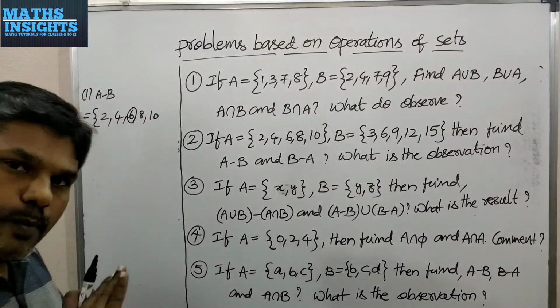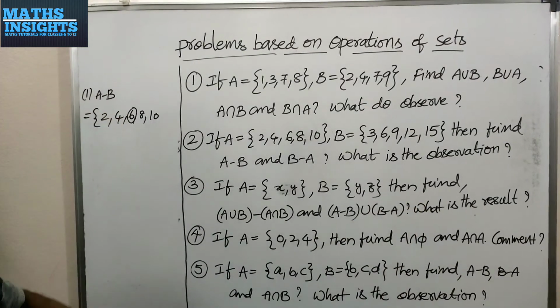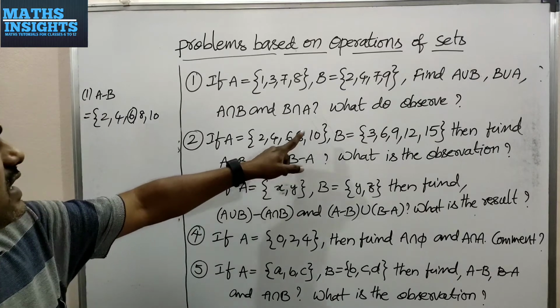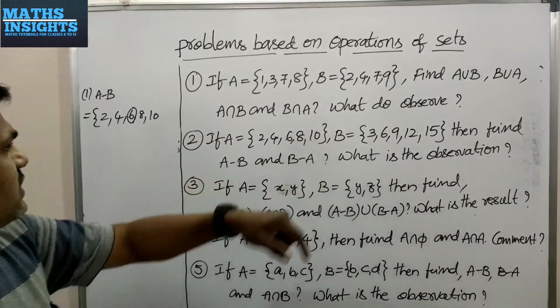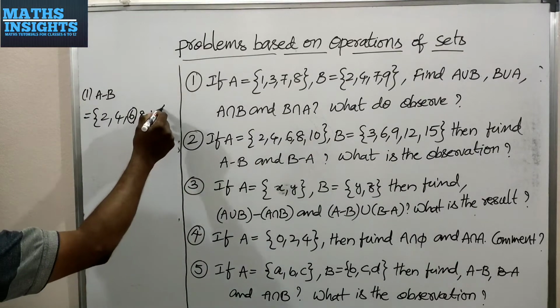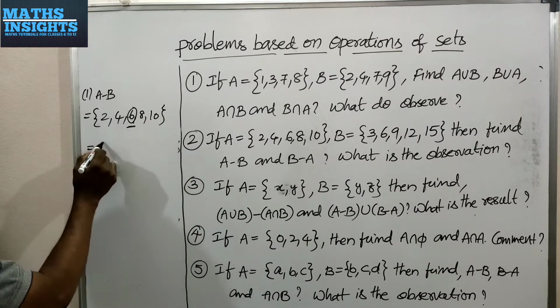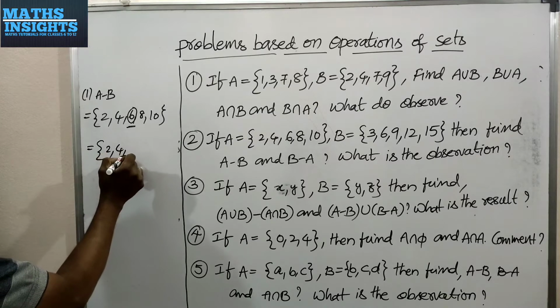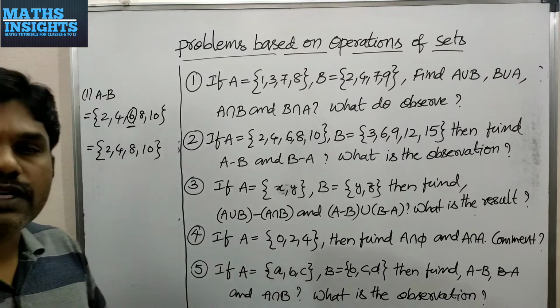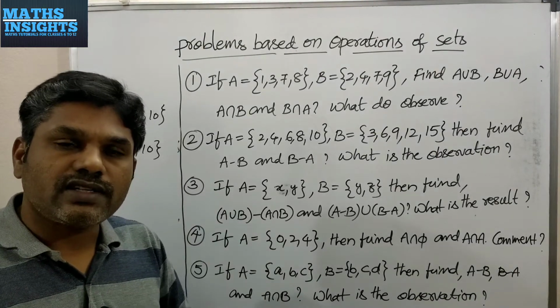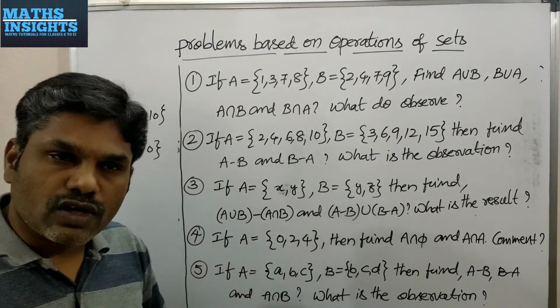Why? Because it is A minus B. And if you observe, 8 is not in B, therefore you may write it. 10 is also not there, therefore excluding 6, that means {2, 4, 8, 10}. This is A minus B, the set which contains the elements of A only.